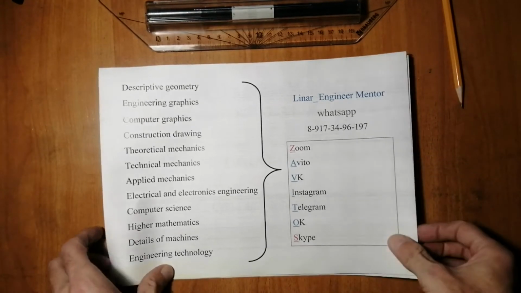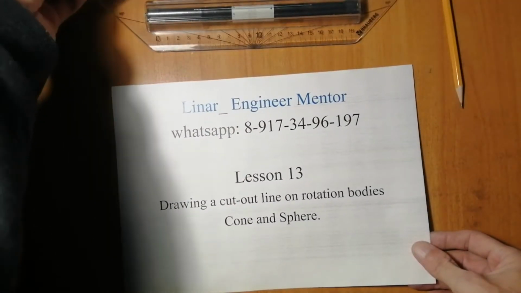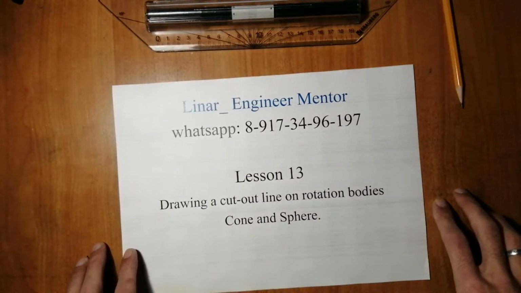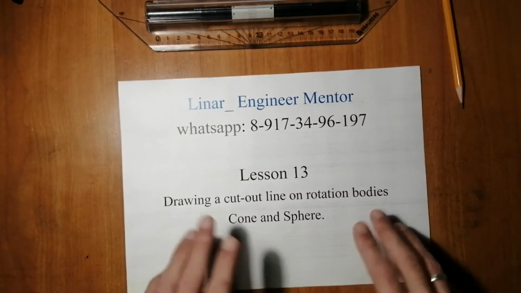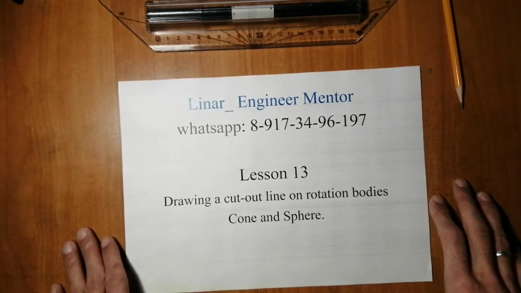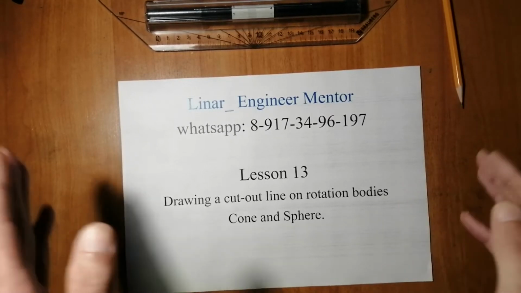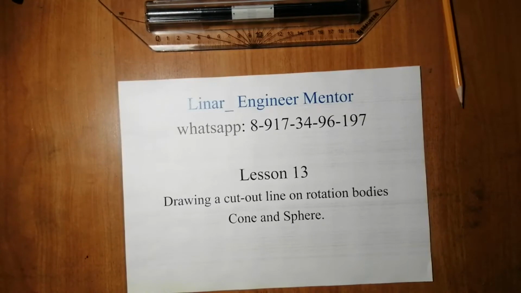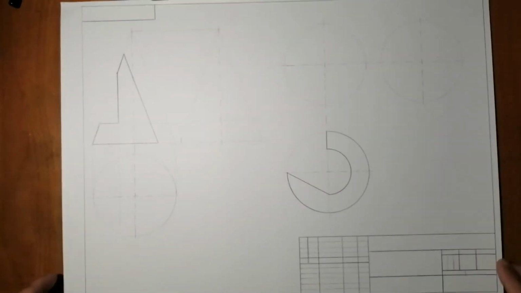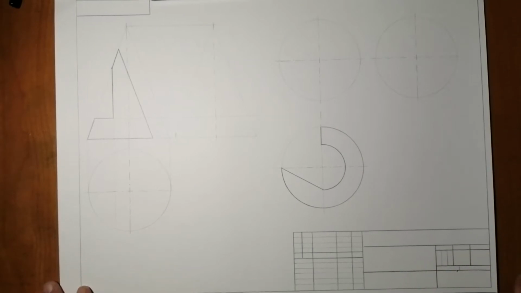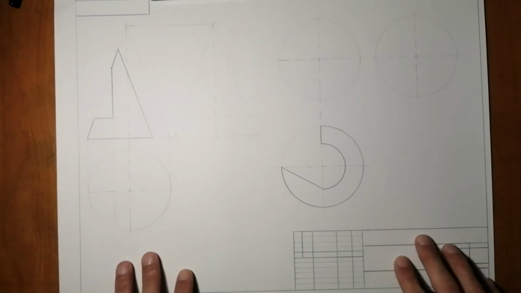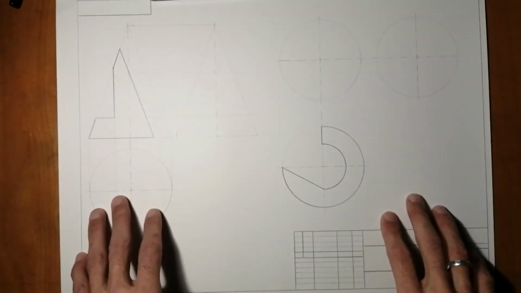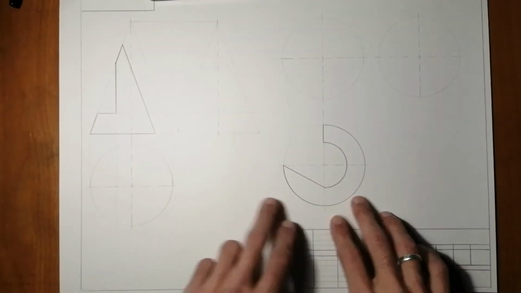And today I continue with my next lesson, number 13, which is called Drawing a good outline of rotation bodies, cone and sphere. Students of some universities asked me to reveal the topic of the problem and do this lesson in English. So let's begin. I have a new draw page, frame A3, and I will draw these rotation bodies, cone and sphere.